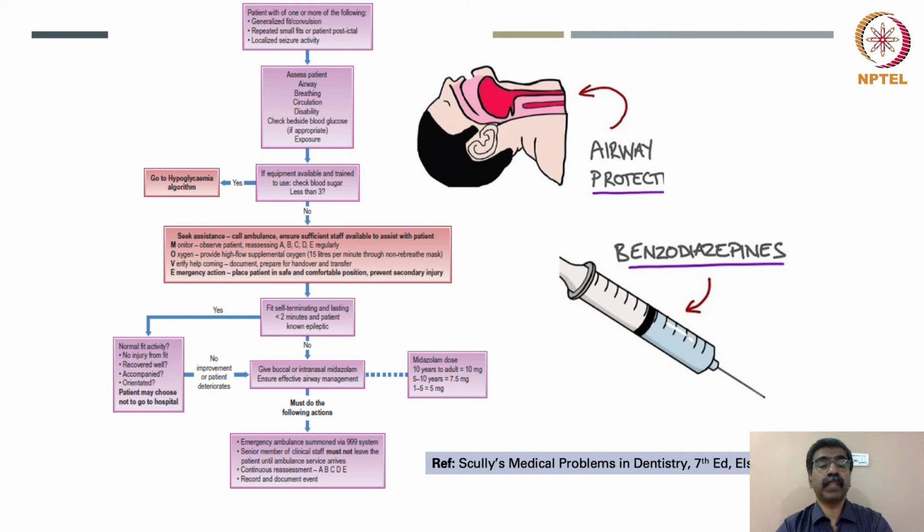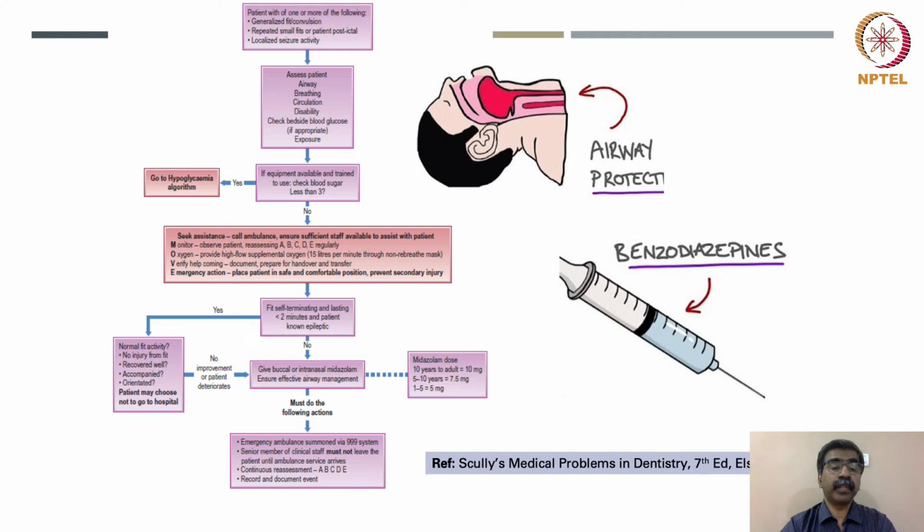First, assess the patient: check airway, breathing, circulation, and disability, check bedside blood glucose if required, and also expose. If equipment is available and you are trained to use it, check blood sugar, and if it is less than 3, go to the hypoglycemia algorithm. If not, you seek assistance, call for an ambulance, and ensure sufficient staff is available to assist with the patient.